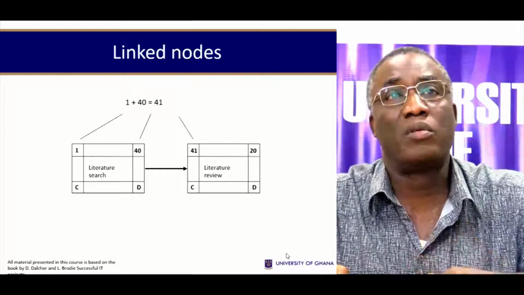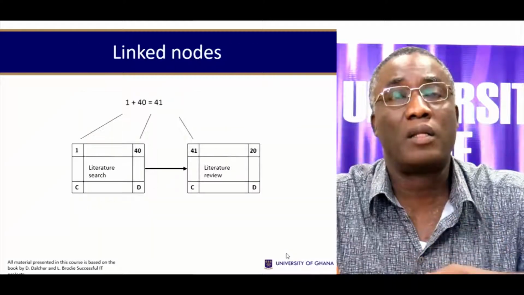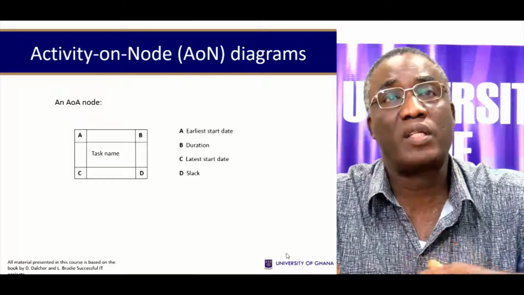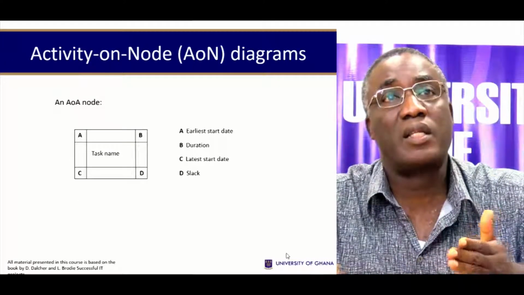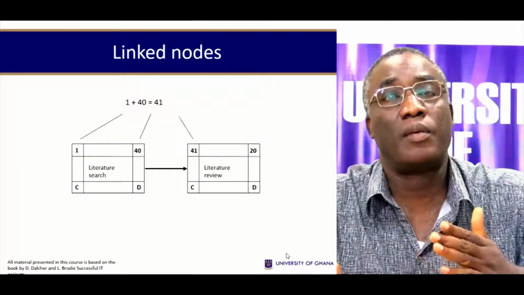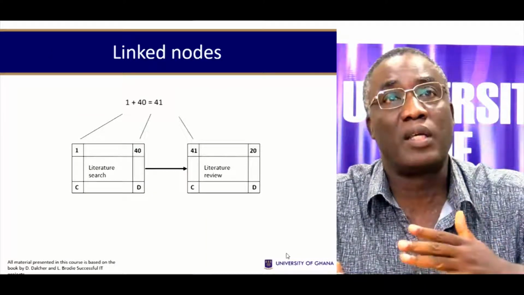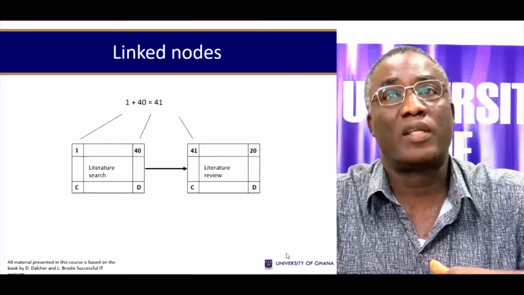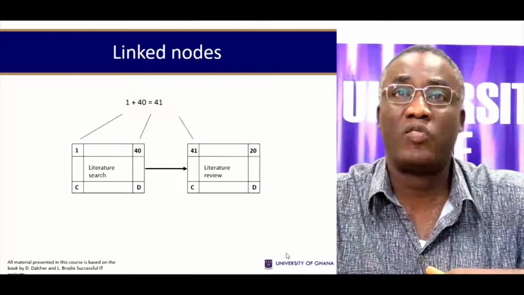So as an example, if you want to do a literature search, the earliest start day is date 1. The duration is 40 days. The latest start date, we've not indicated it yet, and the slack time also is not being indicated. This needs to be calculated. So you go from literature search to what? A literature review. So once you've done the literature search, you move to literature review.